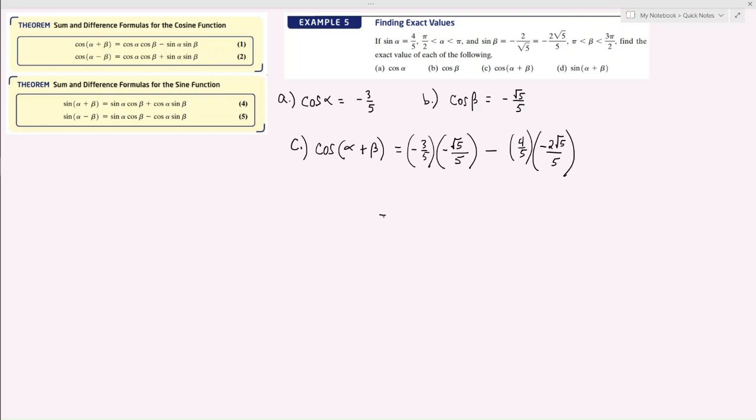All right, so let's just simplify all this. I've got a negative times a negative, so that's going to be 3 times the square root of 5 over 25 minus, and that's going to be a negative times a negative as well because we're subtracting. So let's change that to plus 8 times the square root of 5, also over 25. Okay, so combine this together, we got 11 square root of 5 over 25.